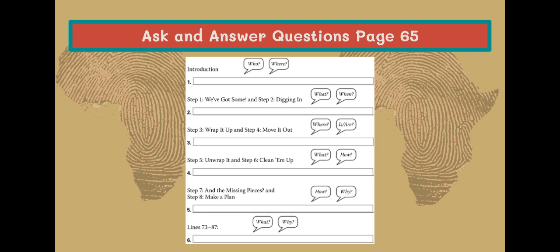Now let's head back to the passage. We will read steps 1 and 2. Eyes ready? Pencil ready? Remember to look up when you have finished reading. Let's begin.